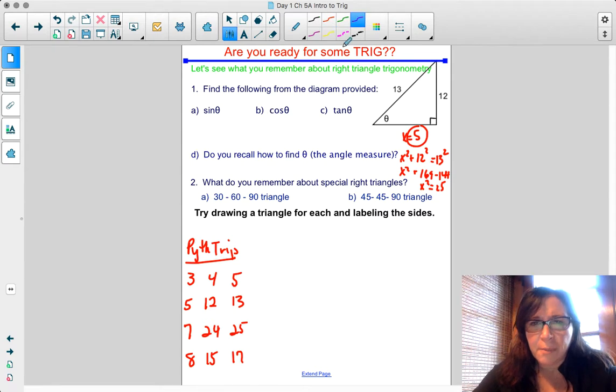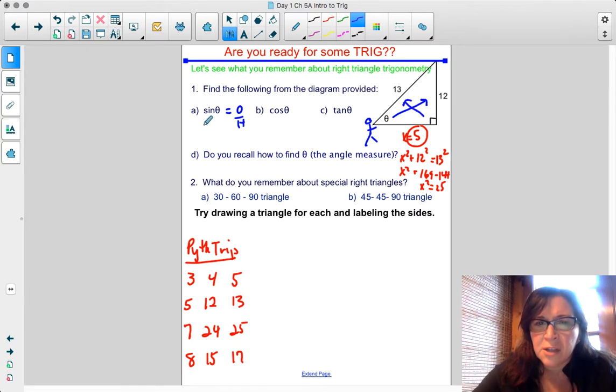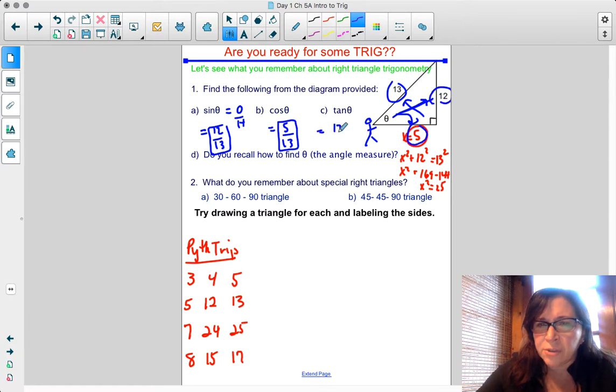So going back up to the top, our job is to find sine, cosine, and tangent of theta. Sine of theta, if you recall, is equal to opposite over hypotenuse. If you put yourself here at the angle, the opposite side is 12 and your hypotenuse is 13. So sine of theta is going to equal 12 over 13, and that's your answer. Cosine of theta is adjacent over hypotenuse, so that one's going to equal 5 over 13. And lastly, tangent of theta is opposite, the 12, over adjacent. So this is going to be equal to 12 over 5.